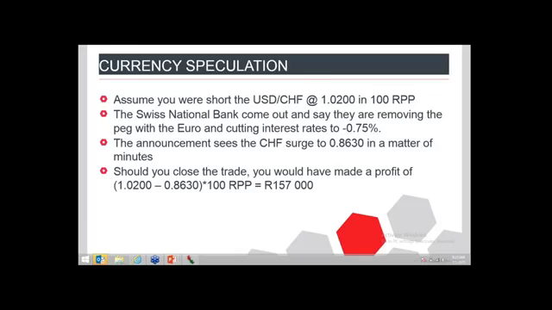Should you close the trade, you would have made a profit of the difference between your entry level and the current market price, times the amplifier of 100 Rand per point, which would give you a profit of 157,000.